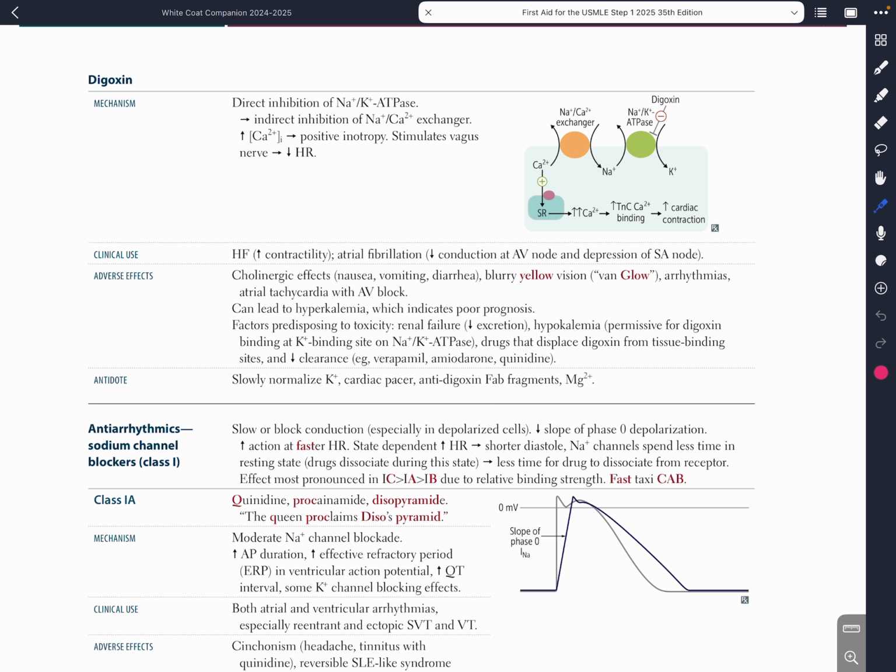Next, clinical use of digoxin: it is used in heart failure to increase contractility, and in atrial fibrillation, to decrease conduction at the AV node and depress the SA node. If you see here, in the mechanism of action, digoxin is lowering the heart rate by stimulating the vagus nerve.